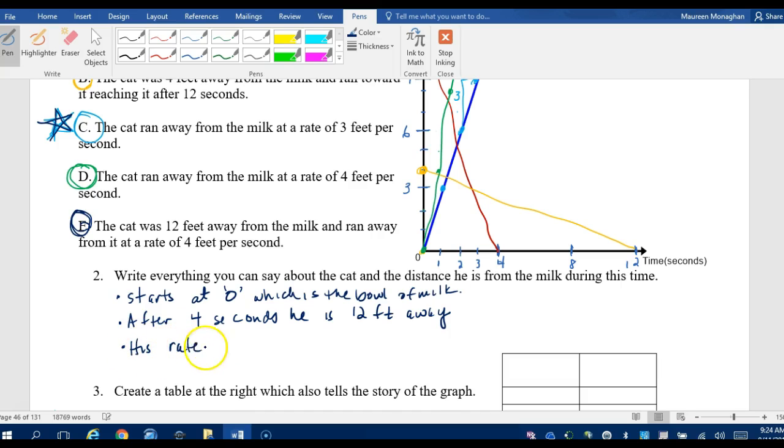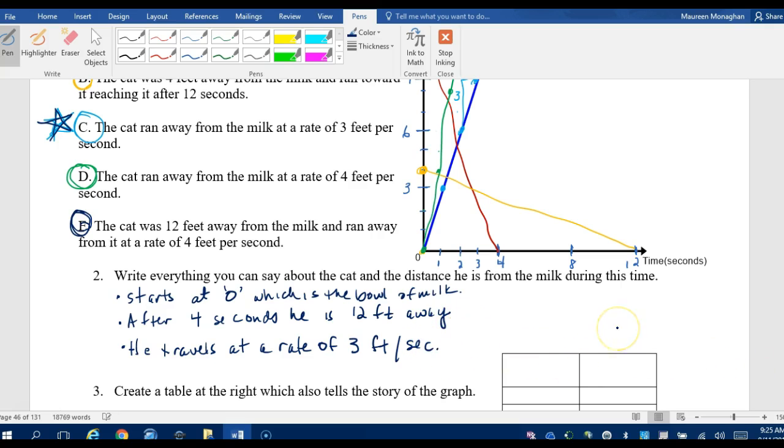His rate of change, well, let's say it this way. Let's make it more specific to the problem. He travels at a rate of 3 feet per second.